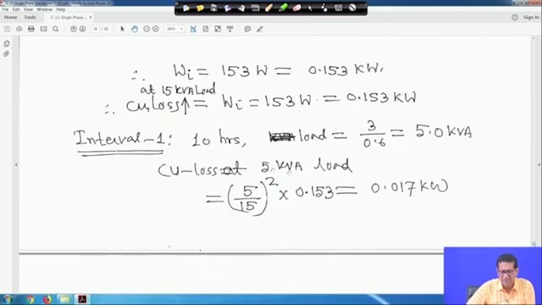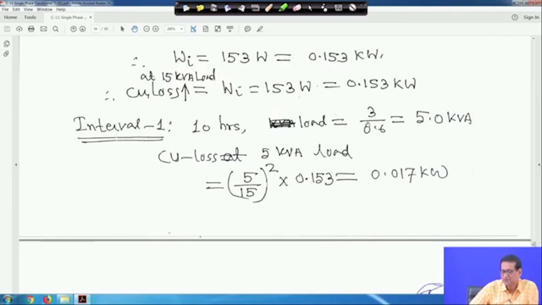Now, interval 1, that is 10 hours, the load is 3 by 0.6, that is 5 kVA, because the power factor is 0.6 and load is 3 kilowatt. So, 5 kVA. We have to find out the copper loss at this load. Copper loss is proportional to the square of the load, so keep this in mind. The rated kVA is 15, and at that time the load is 5. So, it will be 5 by 15 square into 0.153. So, it is 0.017 kilowatt, because copper loss varies with the load.